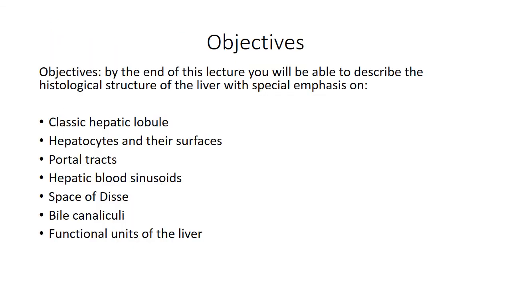So by the end of this lecture, we see that we have fulfilled our objectives. We discussed the classic hepatic lobule and how it is formed. We talked about the hepatocytes and their 3 main surfaces: the canalicular, the sinusoidal, and the intercellular surface. We have discussed the portal tracts, hepatic blood sinusoids, the space of Disse, an important space that we have talked about, the formation of bile canaliculi and the canalicular surface. And lastly, we have discussed the functional units of the liver and their arrangement.